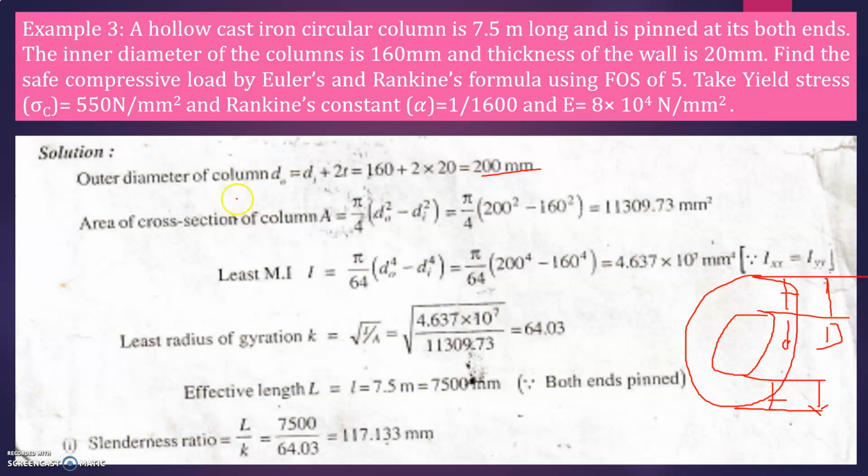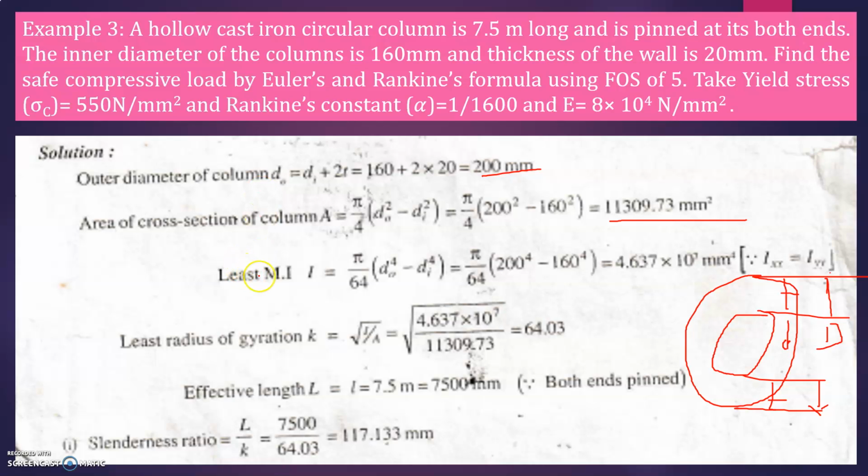Next we'll calculate first the area of the cross section. It is a circular hollow section, so A is equal to pi divided by 4 into D naught square minus DI square. Substitute the values: pi divided by 4 into 200 square minus 160 square. So you get this area.